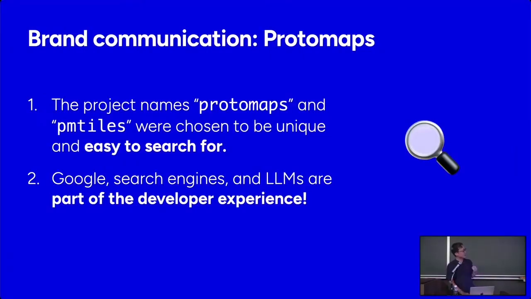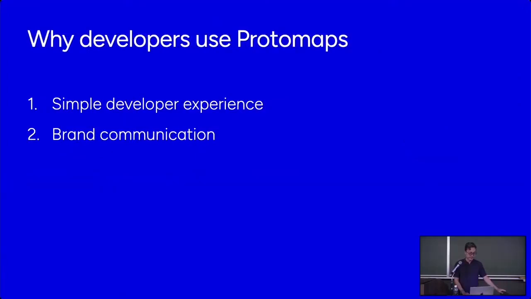And these project names, such as Protomaps and PMTiles, were chosen to be unique and easy to search for, because I think that part of the developer experience is being able to find documentation, whether that is on Google, whether that is on LLMs like ChatGPT or Claude. It's important to be able to have developers create an association between your project's name and the concepts that it embodies, those positive qualities that it embodies. So those two were my first reasons: simple developer experience, brand communication.